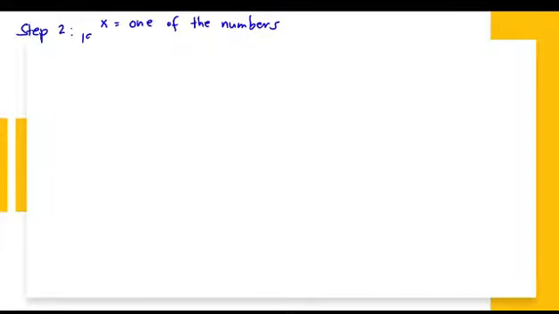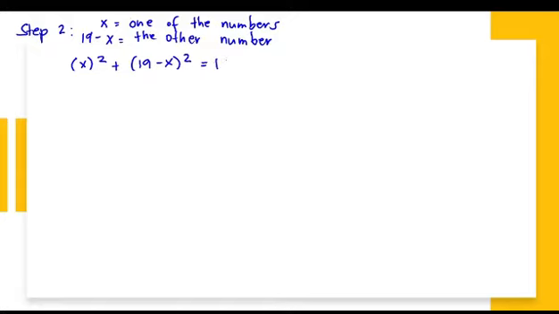Tapos 19 minus x is the other number. Ayan. So what we're going to do here, may condition tayo kanina, sabi, the sum of the squares of the numbers is 193. So, kunin lang natin yung sum ng squares nila. So that is x squared plus (19 minus x) squared equal to 193. So, ito na yung ating equation.